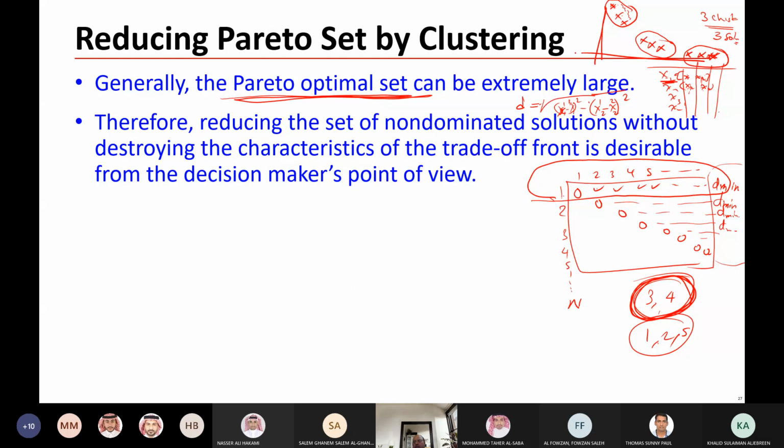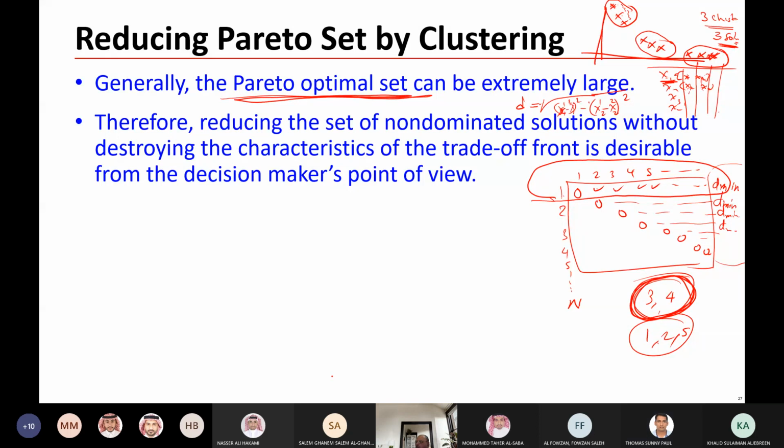Now we need to reduce from 9 solutions to 3 solutions. The question now is that we do clustering and we combine, these are the minimum distances and this also and this also. And the question now is, what are those 3 solutions that represent this Pareto front? Median value.